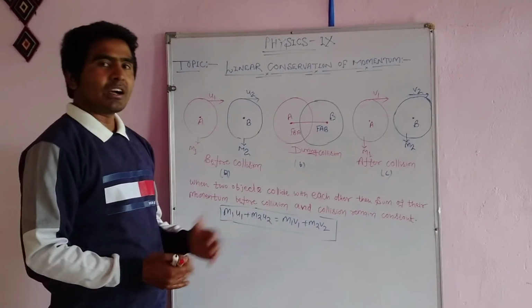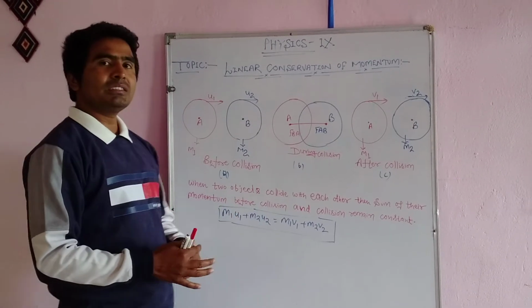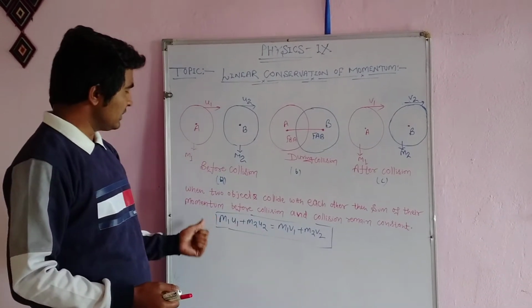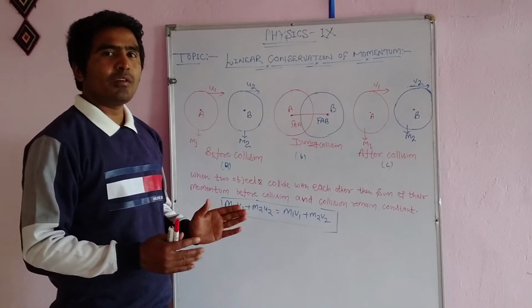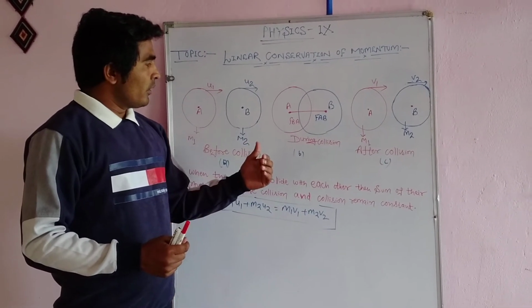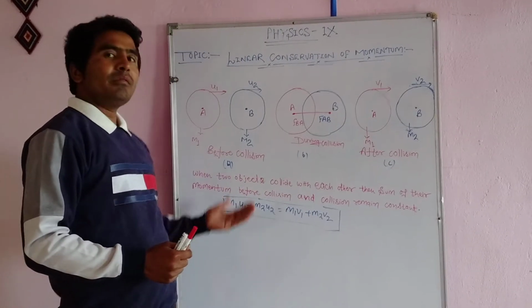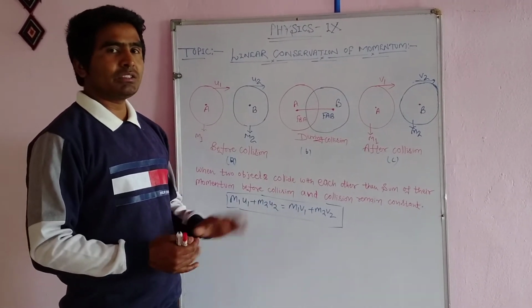In this case, according to the theorem of linear conservation of momentum, when any two objects collide with each other, then the sum of their momentum before collision and after collision remains constant.